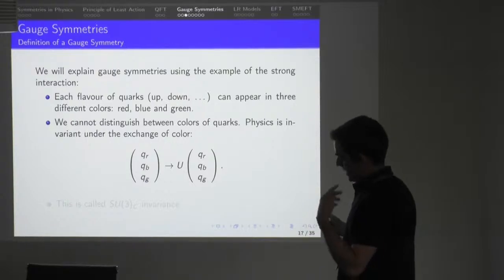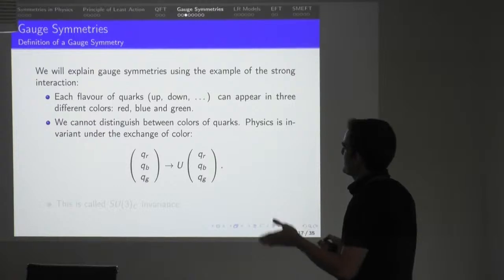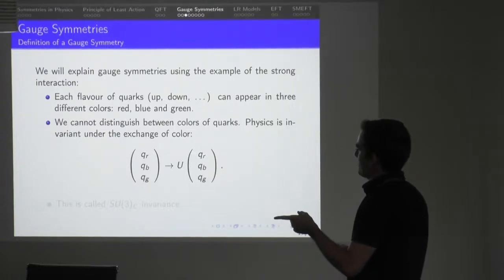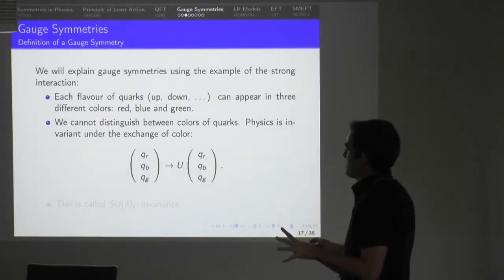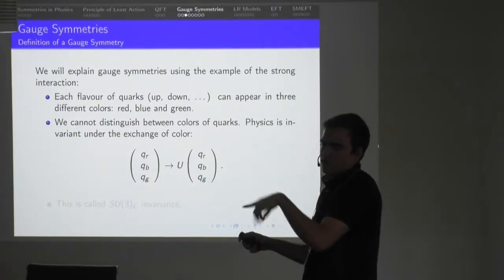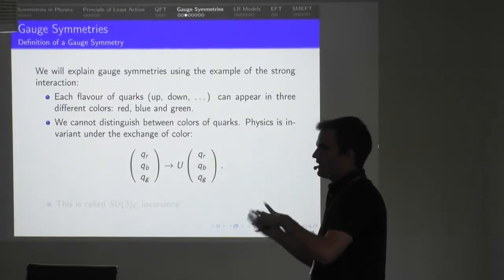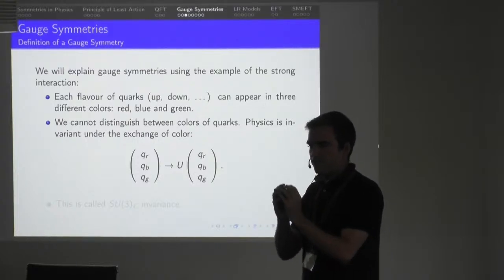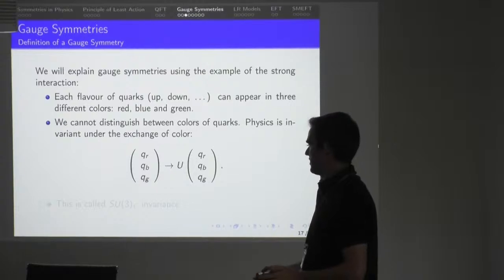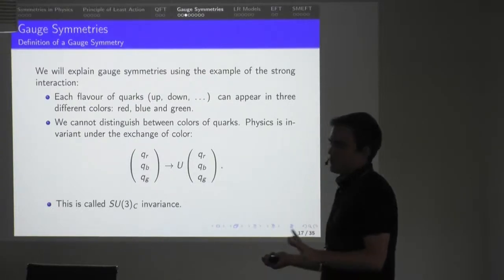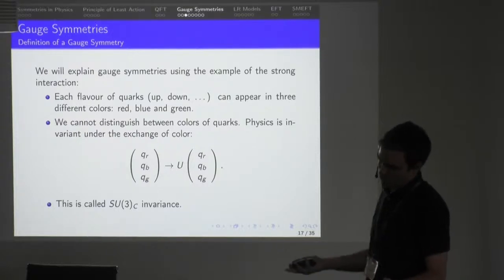So, as I have said, physics is invariant under the exchange of color. And how do I exchange colors? I can use a vector which contains red, blue, and green, and I can use a matrix to transform that vector. Then I can take a red quark and transform it into a blue quark. So physics must be invariant under this transformation. We cannot distinguish between the colors of quarks. This is called SU3 invariance. 3 stands for the number of colors, and C stands for color.